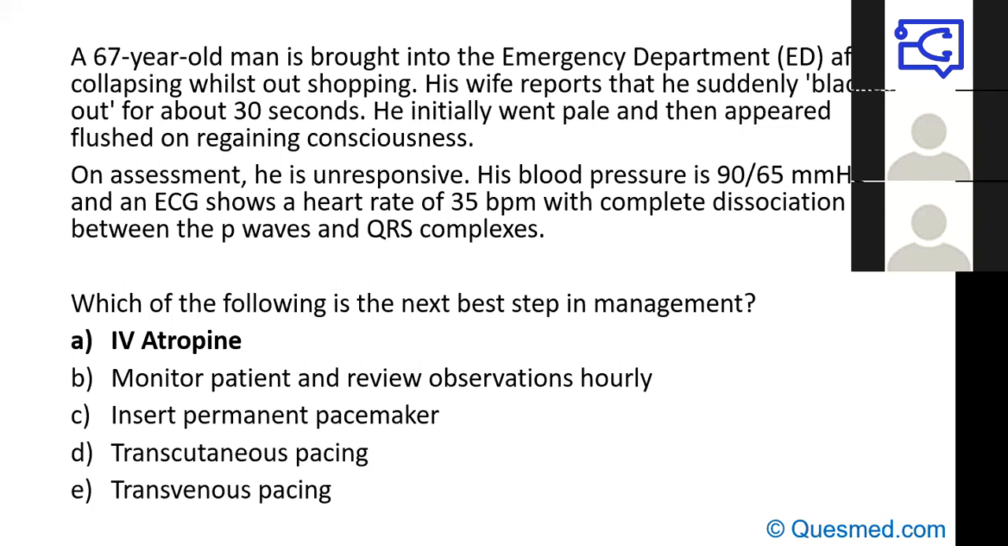So his ECG is slow, 35 beats per minute, and we've got complete dissociation of the P and Q waves. Obviously, this is complete heart block, but his blood pressure is teetering on the edge. He's probably going to become unstable, so we need to do something quickly. Now, in terms of monitoring the patient and reviewing observations hourly, and the other measures, these are things you'll be thinking of, and we'll go through this. But IV atropine would be the first line.